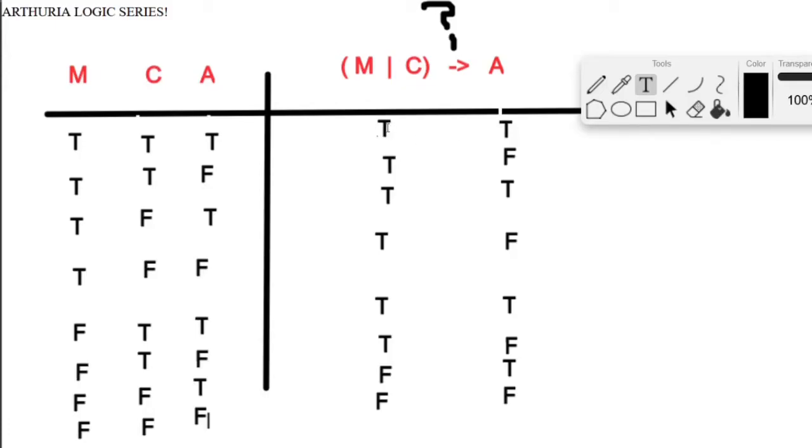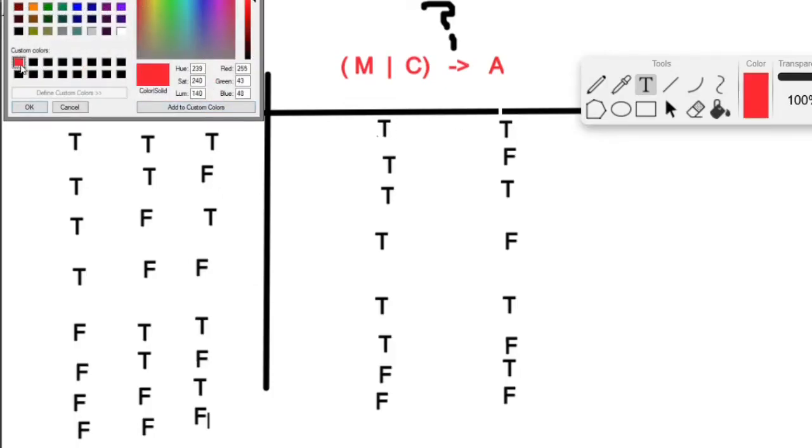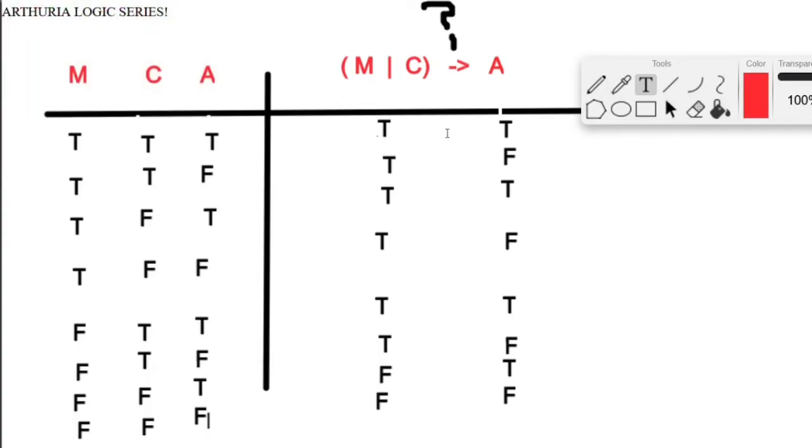When the left side of my if-then statement is true and the right side is true, it's what? True. When it's T and F, it's what? False. Good. When it's T and T, true. T and F, it's false. T and T, it's true. T and F, it's true. And then when it's false on the left side, it's always true.